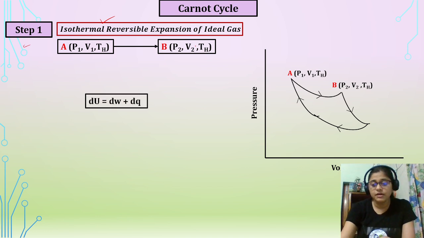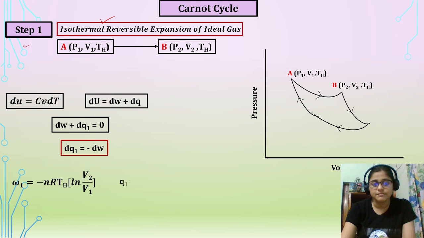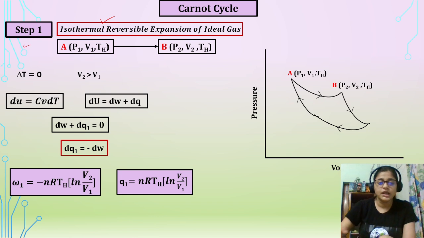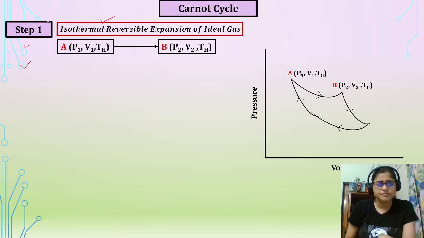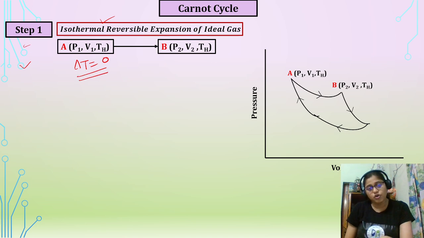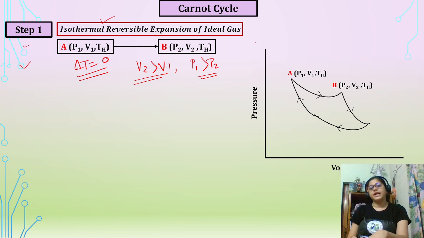Why? Because here delta T is 0, as it is an isothermal process. So the final and initial temperatures are the same. Fine. Now as it is expansion, V2 will be greater than V1, and the opposite will be true for pressure: P1 will be greater than P2. Fine. No other thing we can tell right now.